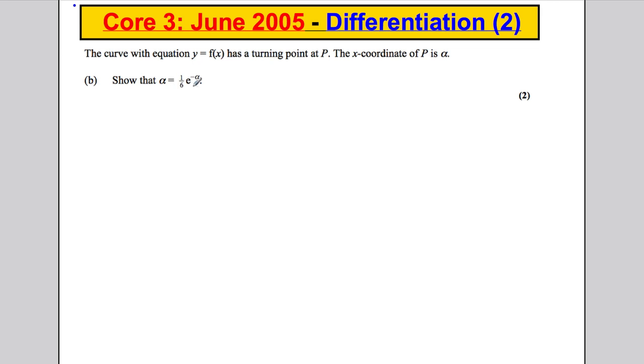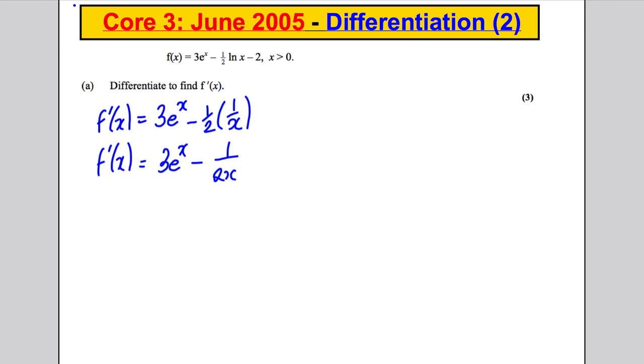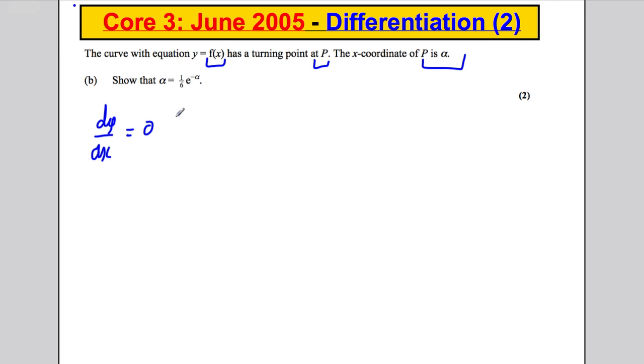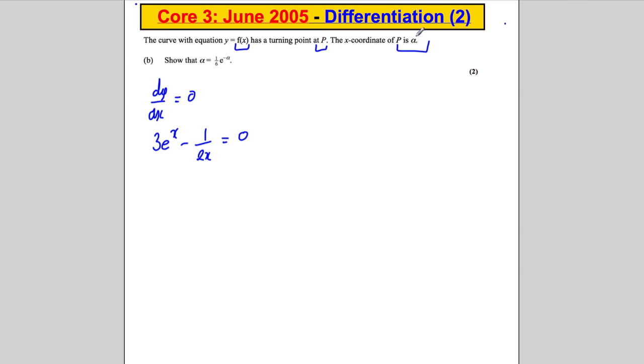Show that alpha is equal to a 6th e to the minus alpha, and what is alpha all about? The curve of f of x has a turning point at p, and the x coordinate of p is alpha. So for a turning point, you know dy by dx is equal to 0, and on the previous page we had f dash is 3e to the x subtract 1 over 2x. So 3e to the x subtract 1 over 2x is equal to 0. Now, careful to read the question here. It tells you that the x coordinate of this turning point is alpha. So if I put alpha into this equation, that solves this equation. And it's asking us to show that alpha is this.